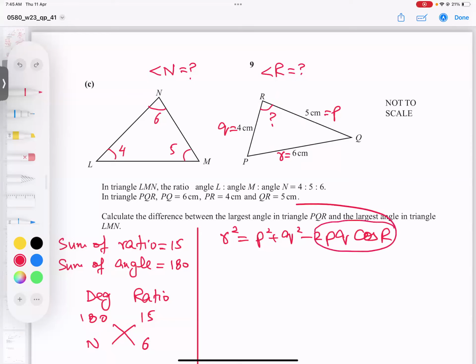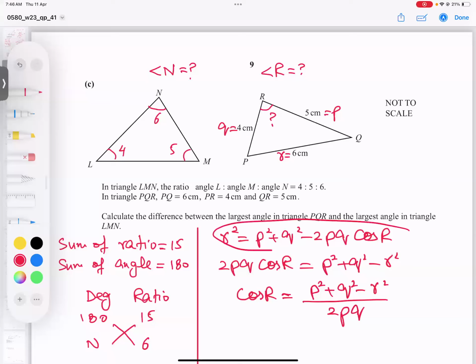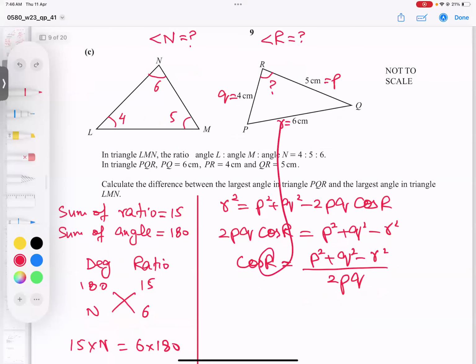If I bring this whole value to the left side and r squared to the right-hand side, it will turn into this form: p to power 2 plus q to power 2 minus r squared, divided by 2pq, I will get cos R as the subject. Some teachers, and even I, always request students to memorize this formula for angle finding. This is the formula for side finding and this formula for angle finding. And what is the technique? If capital R is the question mark, small r will come with a negative sign and the other two sides will come with a plus sign. I think the point is very clear.